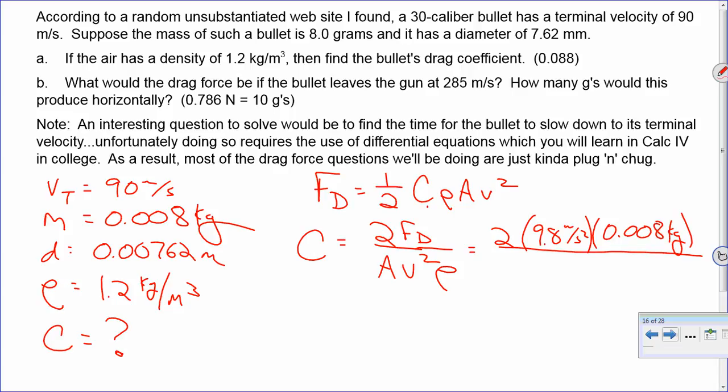Over my area, how do I find the area? Pi r squared, right? So let's see. This means our radius is going to be half of that. So 0.00381? So my area is pi times that squared.